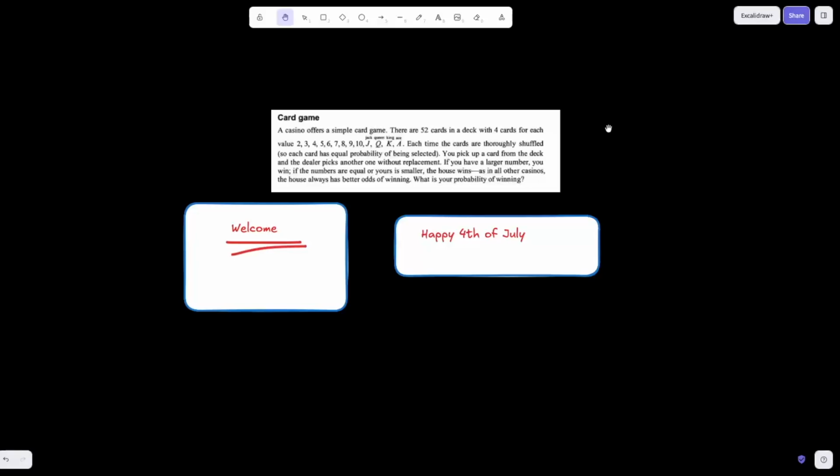So the cards are shuffled before every attempt of the game, and this is how the game works. We, the player, will pick a card first, and following that, the dealer will pick a card. If the card we pick is a greater number than the dealer's, we win. However, if the dealer picks a card that is the same rank as ours or greater, then the dealer wins. Okay? So let's get into the solving of the question now.